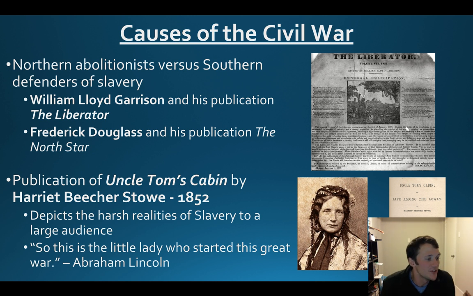But anyway, so you have William Lloyd Garrison and his publication, The Liberator. You have Frederick Douglass and his publication, The North Star, which are all abolitionist newspapers.